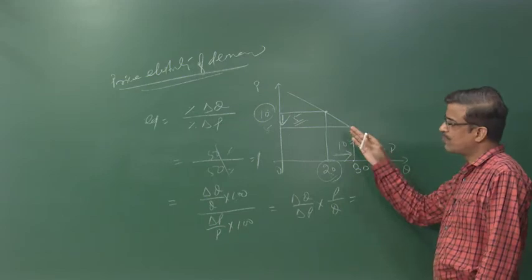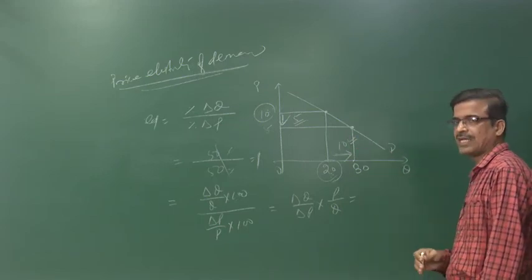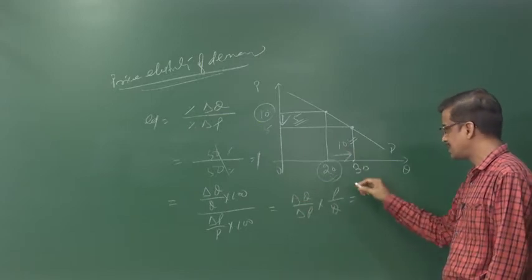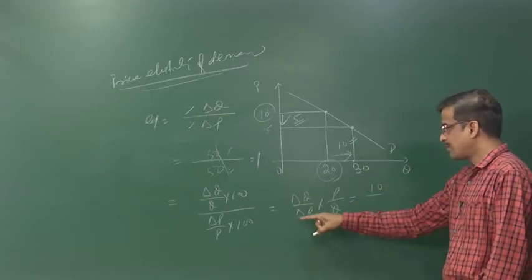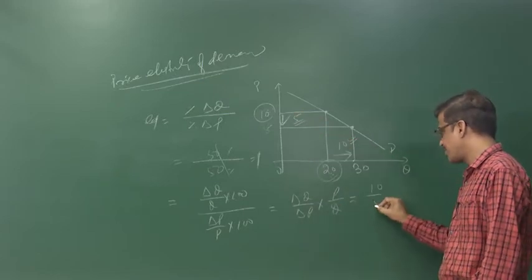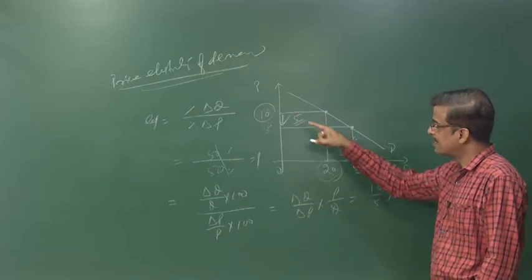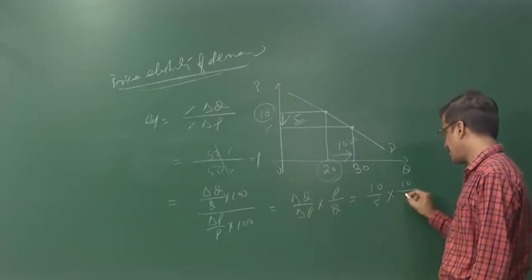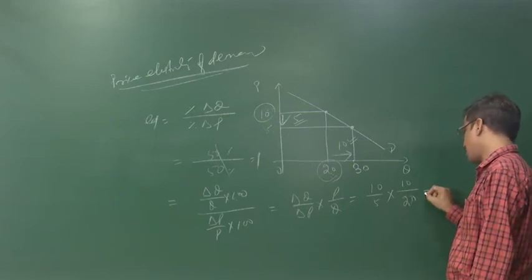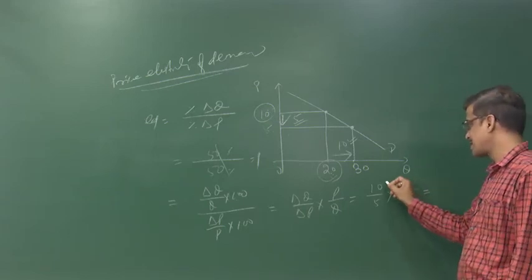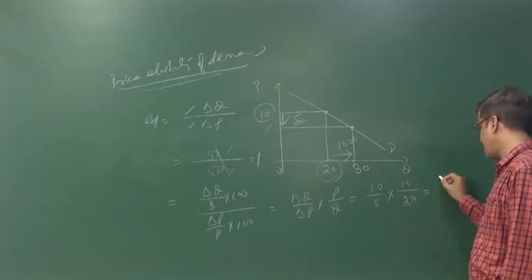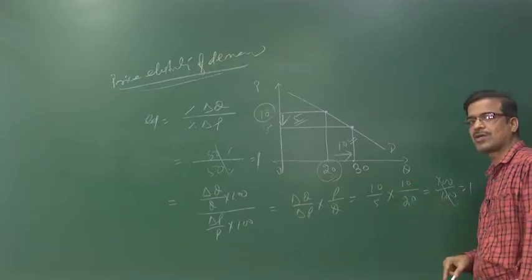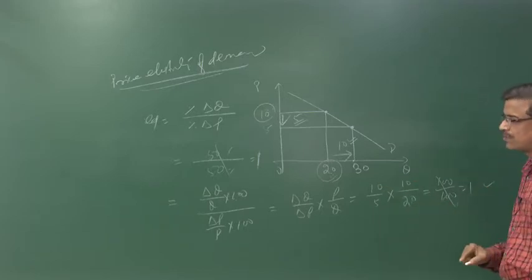If you take the same example to calculate the elasticity of demand with this process, what is the change in quantity? The quantity change is 10, the price change is 5, the initial price is 10, divided by the initial quantity, which is 20. So, what is the outcome? When you simplify these things, the numerator is 100 divided by 100, we can take that it is 1, and find the value: the elasticity of demand equals 1.